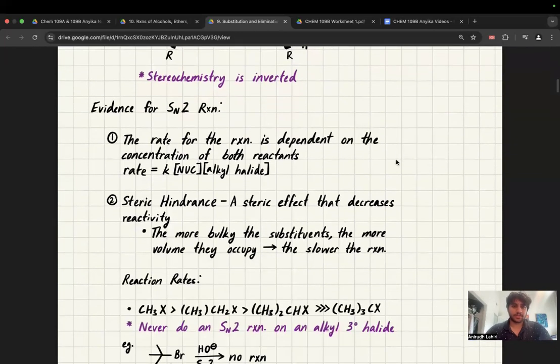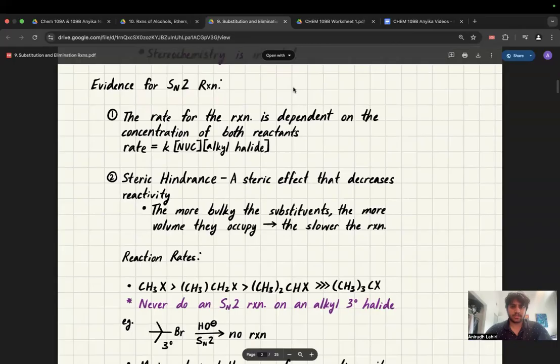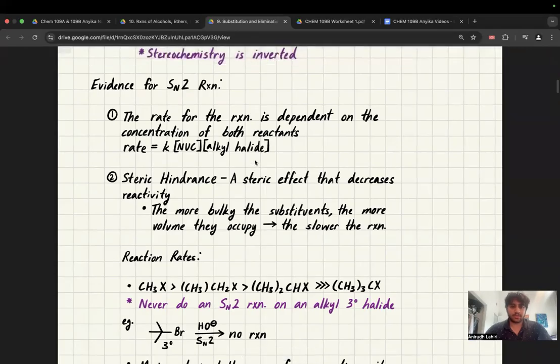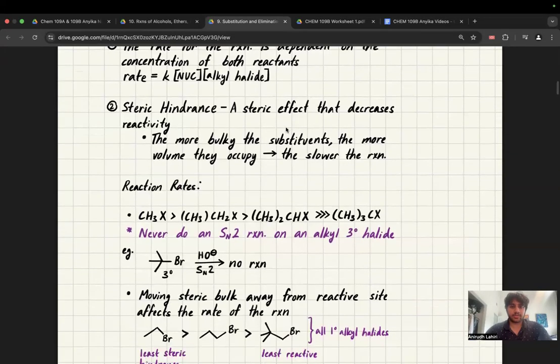All right, evidence for the SN2 reaction. These are just some of the experimental things they did and some things they realized. The rate of the reaction is dependent on both the concentration of the reactants, so the nucleophile and the alkyl halide. Steric hindrance becomes really important throughout this course, specifically in substitution reactions. So the bulkier the substituent, the more volume they will occupy, thus slower reactions.